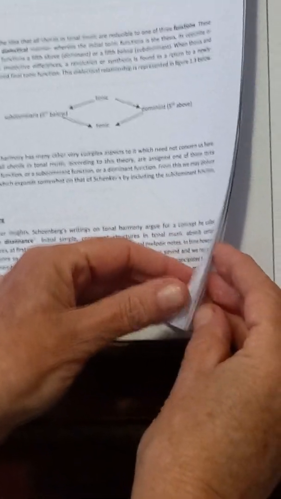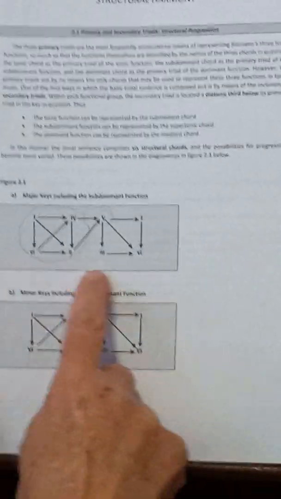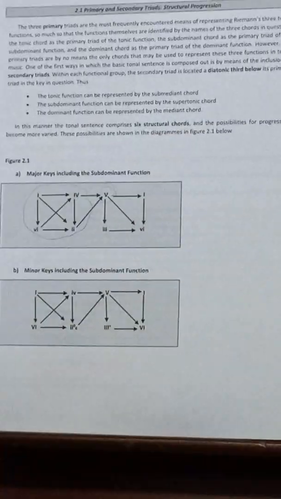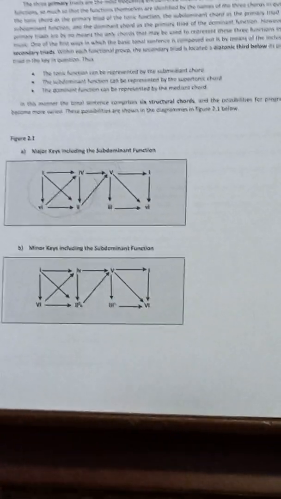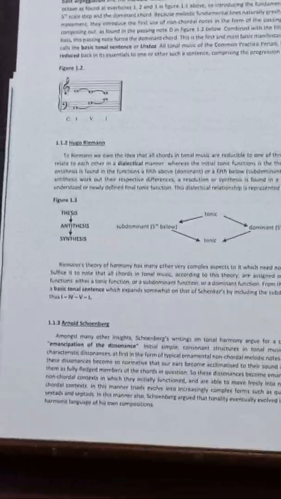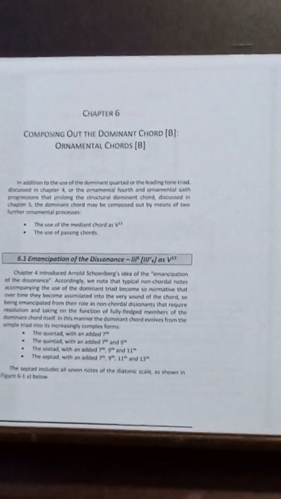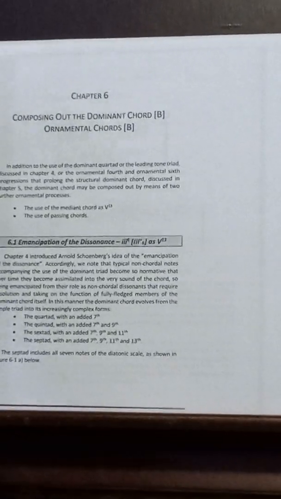How gradually basic triads, like you have in your basic tonal sentence in chapter 2, structural harmony, can start incorporating dissonances or non-chordal notes in a way that actually turns them into complex chords. So you did with Lara the idea of the dominant quartet, the dominant seventh, which was probably the most common example of that phenomenon.